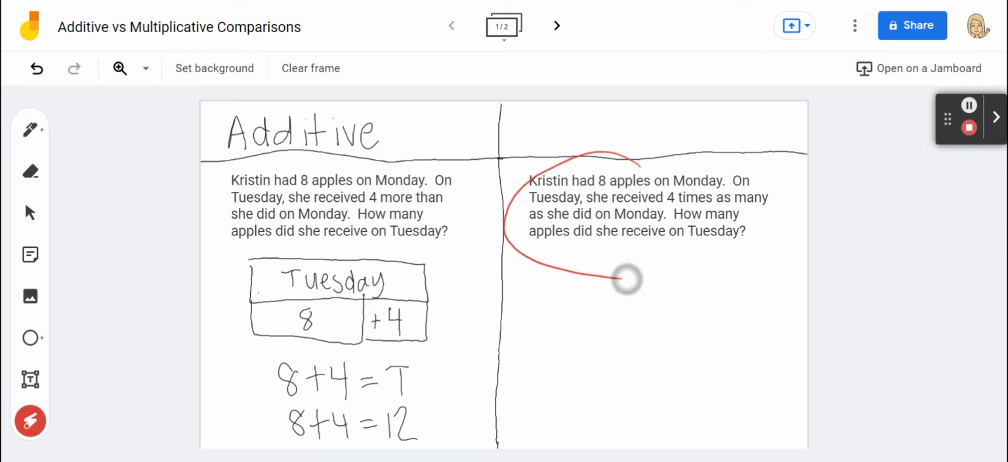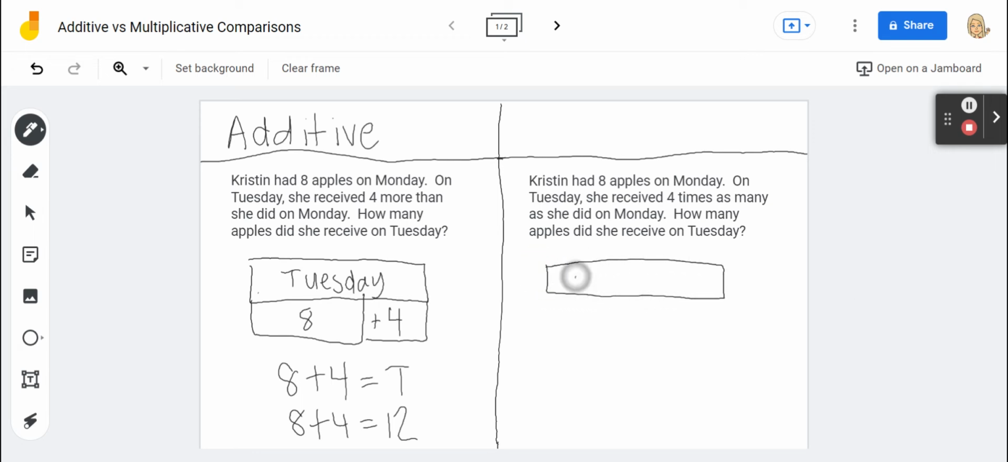Let's now compare that to this problem here. This problem says Kristen had 8 apples on Monday. On Tuesday, she received 4 times as many as she did on Monday. How many apples did she receive on Tuesday? So this time, our total amount is still going to be Tuesday, but you'll notice instead of just more or less, it says times as many, 4 times as many to be exact.